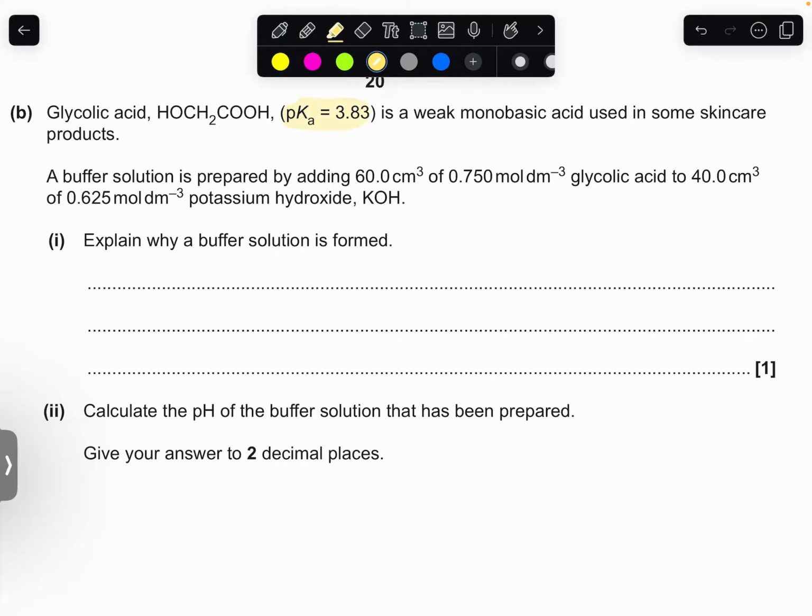A buffer solution is prepared by adding this volume and concentration of glycolic acid to this volume and concentration of potassium hydroxide. Explain why a buffer solution is formed. Let's have a look. Volume times concentration, here you've got 0.045 moles of glycolic acid.